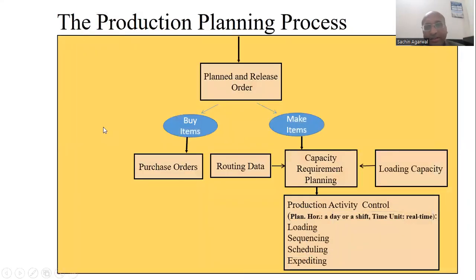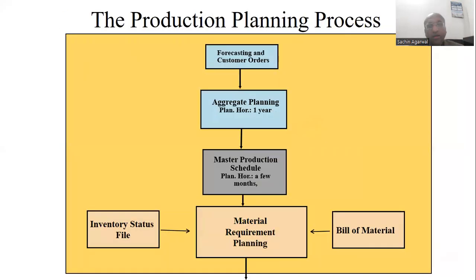Today we try to understand what the production planning process is. First of all, forecasting is there. Forecasting means we have to plan and forecast the requirement of any product according to the customer order. Then aggregate planning is done. That aggregate planning is in the plan horizon of 1 year. After that, the master production schedule has a planning horizon of about a few months. And then the output of the master production schedule becomes input for the MRP, that is, the material requirement planning.